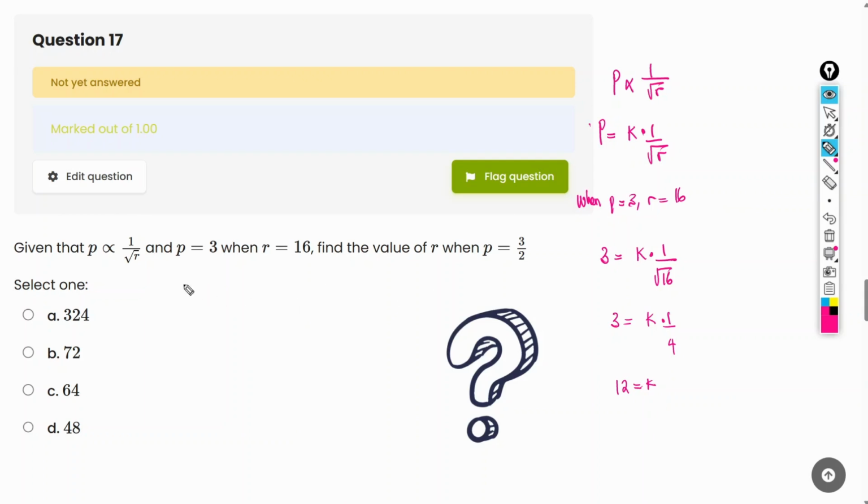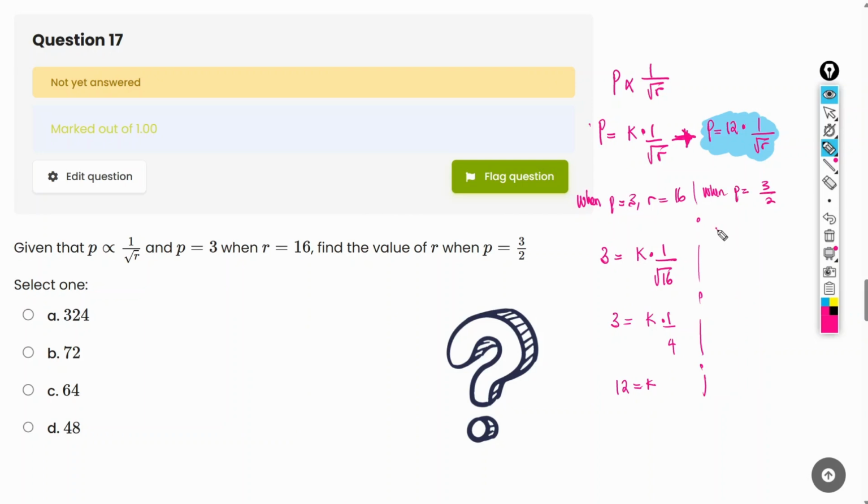So if k is 12, I can rewrite this as p is equal to 12 times 1 over root r. P is equal to 12 over root r. And that's now the standard relationship. So it becomes easy peasy from here on out because we have the standard relationship. So we're just asked to find the value of r when p is p over 2.